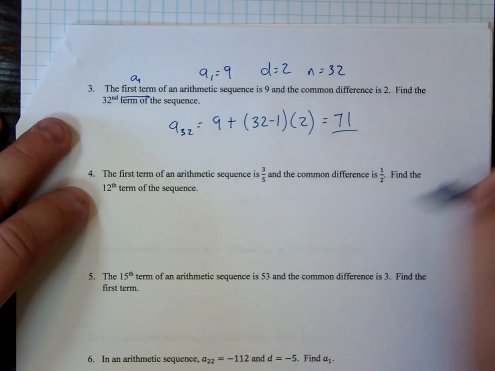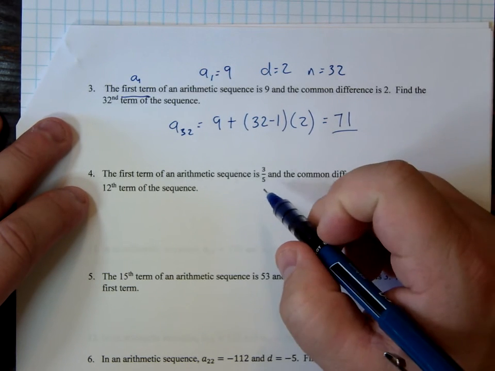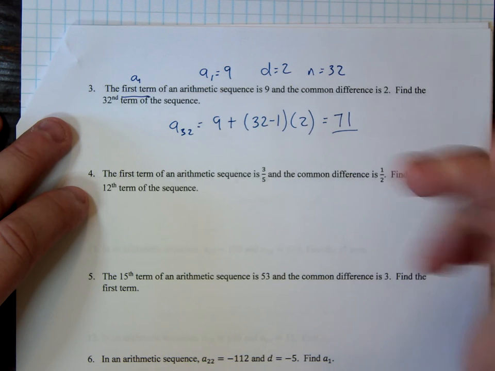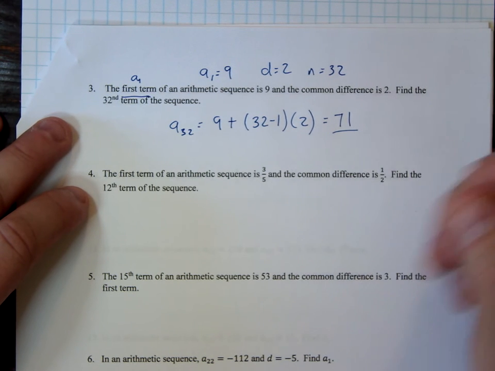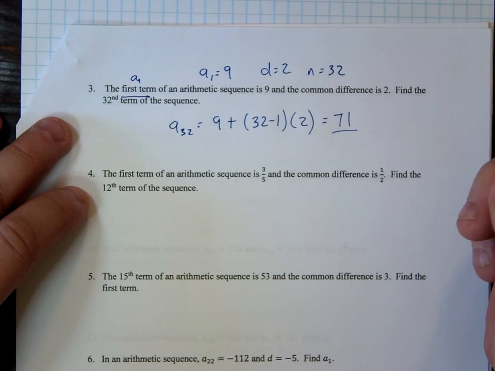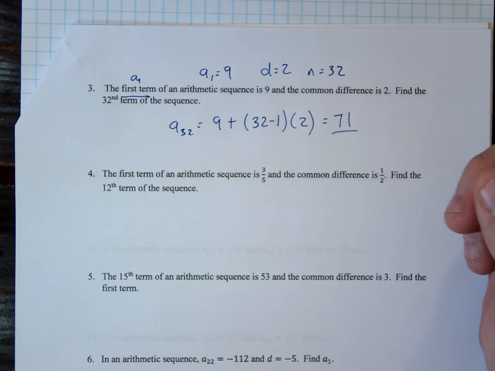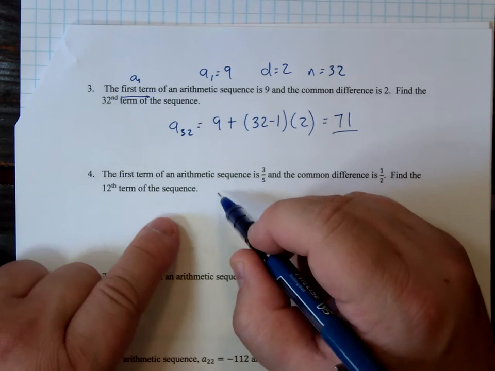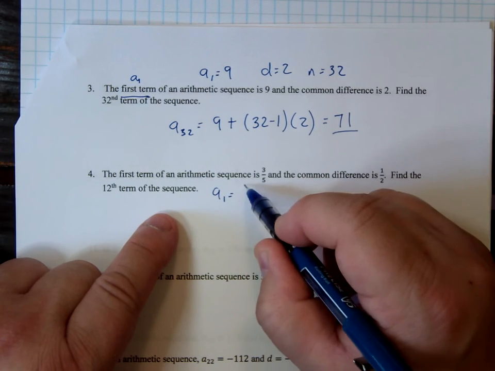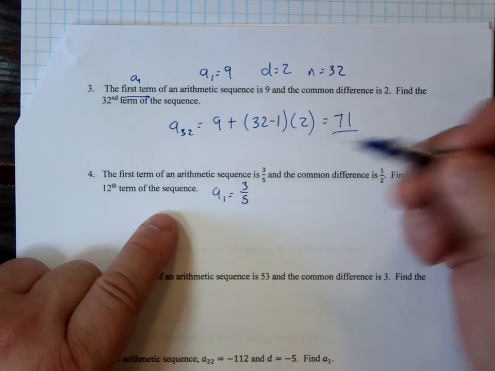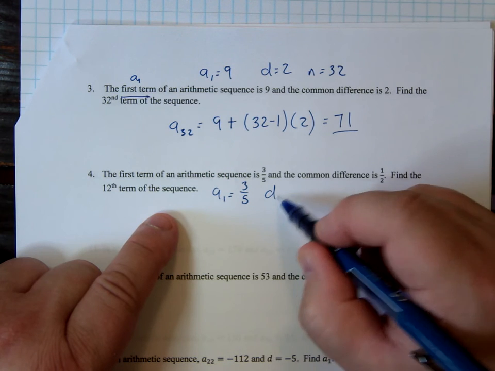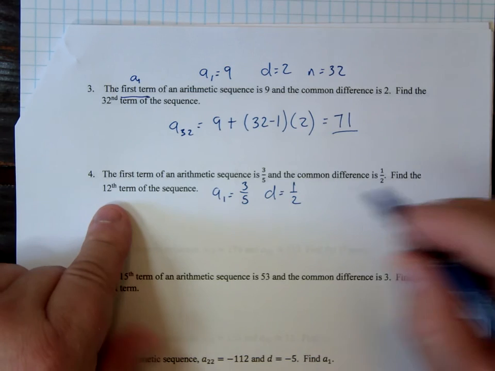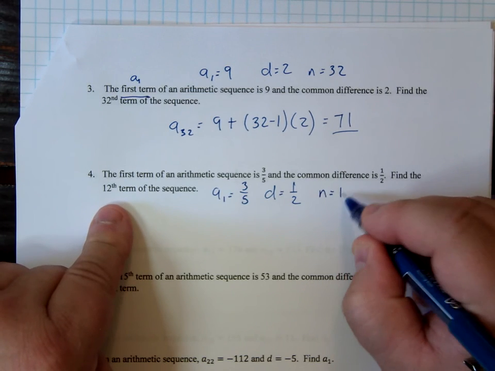We're going to have some fractions, so make sure that you're handling fractions with Desmos. When you hit divide in Desmos, it should make a little fraction bar. Use the scientific calculator in Desmos, not the graphing one. You don't need to graph. But in this one, the first term is 3/5. The common difference is 1/2. Find the 12th term. So n is 12.